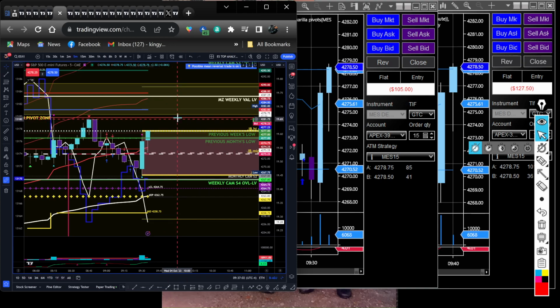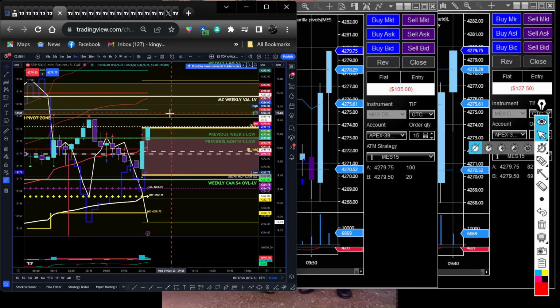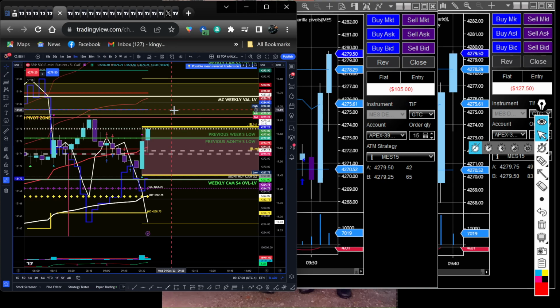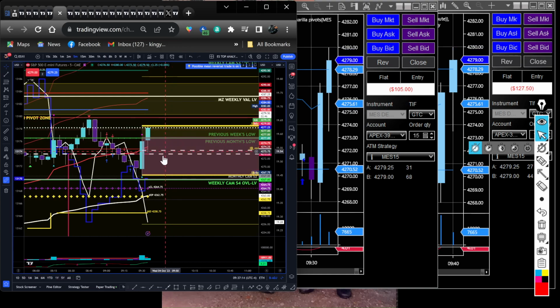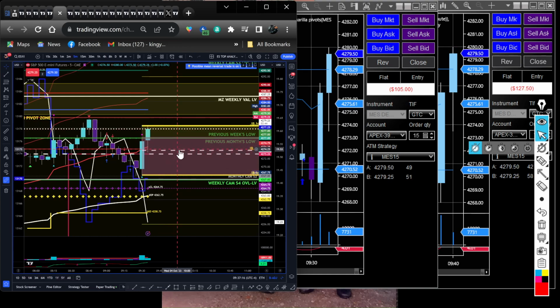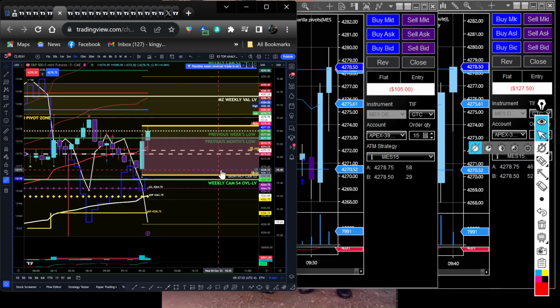That'll be a really nice spot to take a short, or even if it takes out the overnight high and hits the floor pivot at 42.83, 42.84. That'll be a good spot right there to short if it shows signs of weakness.